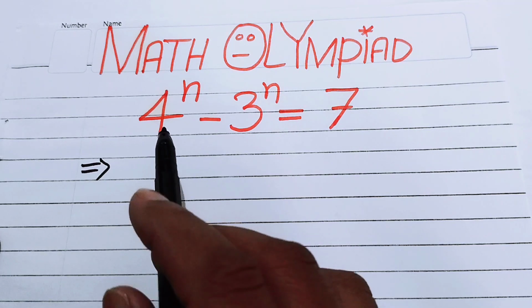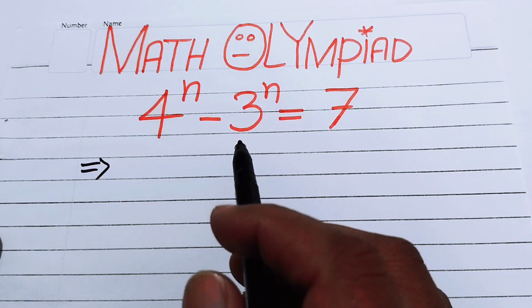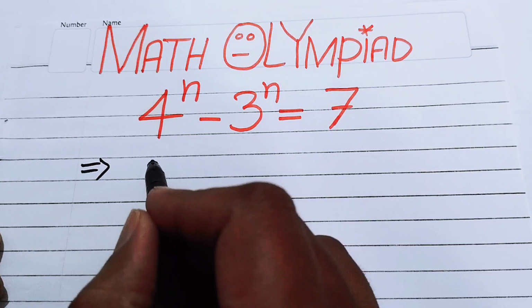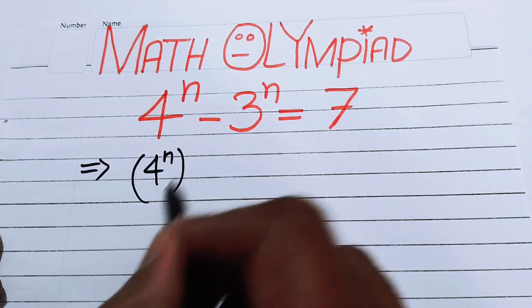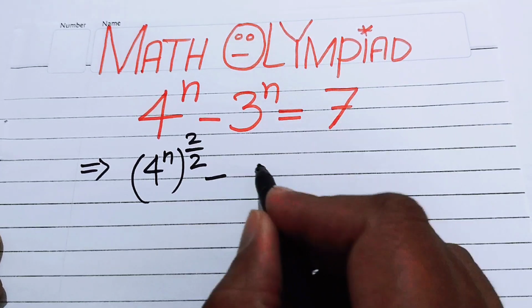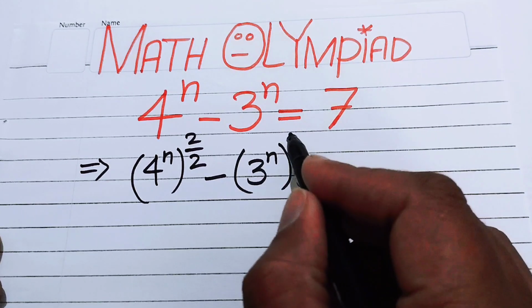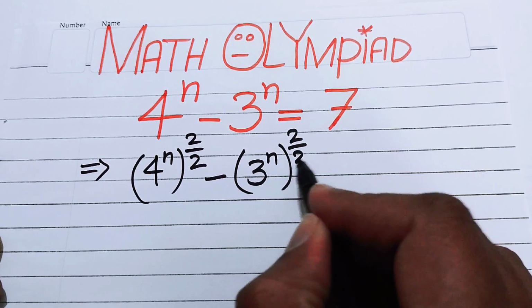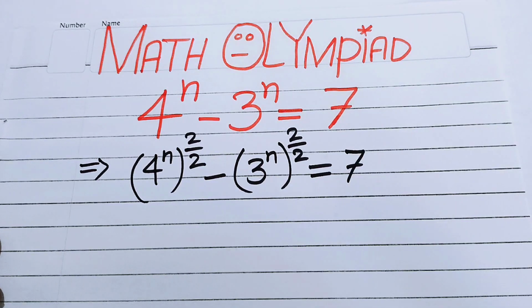So the very first thing we are going to do is multiply and divide the exponent of 4 and 3 by 2, so that we will get its output in this form: 4 to the power of n and its whole power 2 over 2, minus 3 to the power of n and its whole power 2 over 2, equals 7.